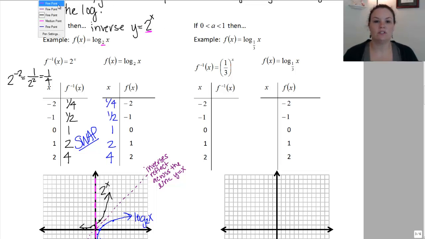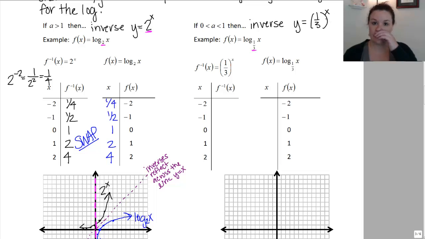We look at our original base down here. So notice my original base was 1/3, log base 1/3 of x. So when I get my exponential base, I use the same one. So my inverse here would be y equals 1/3 to the x. So I'm going to find my ordered pairs using 1/3 to the x and then swap them to get log base 1/3. Okay? So 1/3 to the -2.